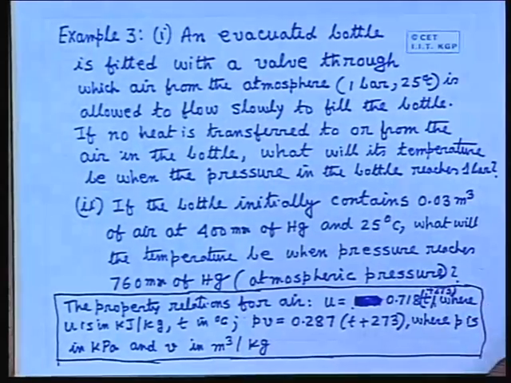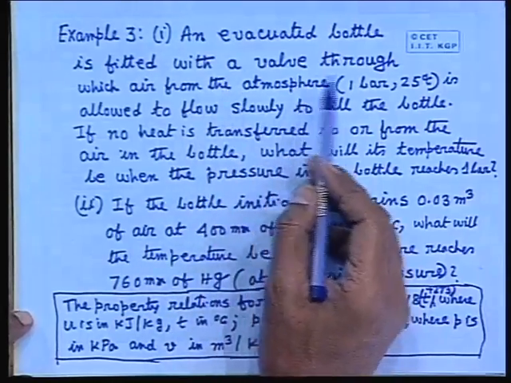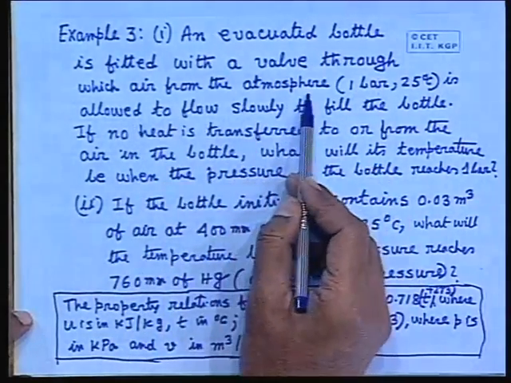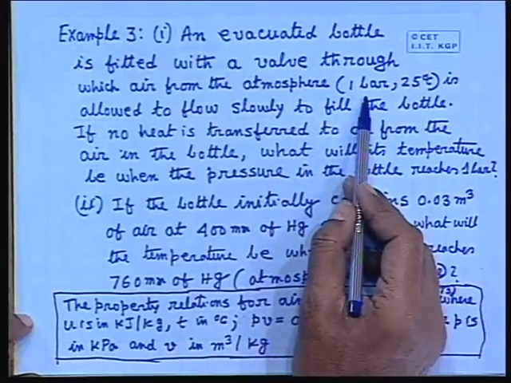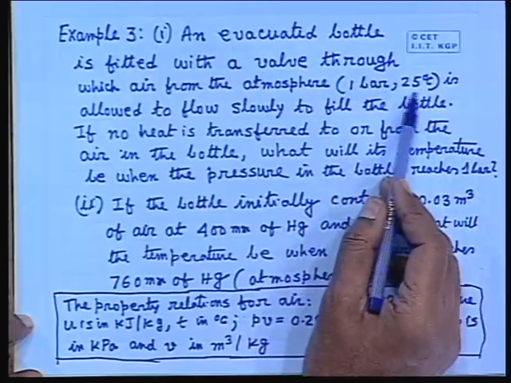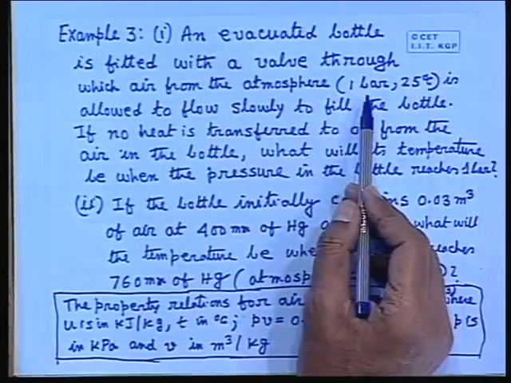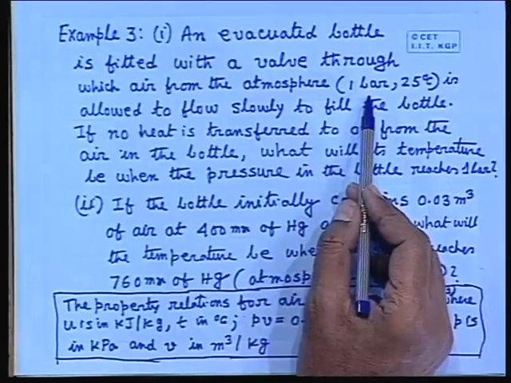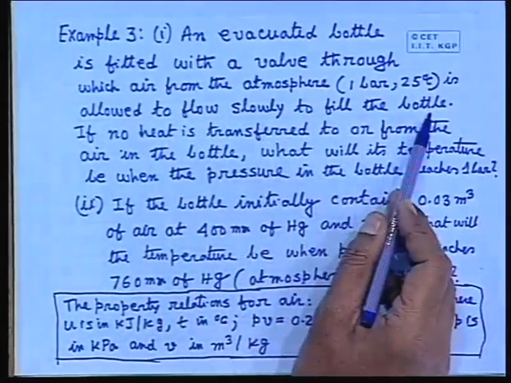An evacuated bottle, it appears to be very simple. An evacuated bottle is fitted with a valve through which air from the atmosphere, that means the flowing air at 1 bar, is allowed to flow slowly to fill the bottle. What is bar? Bar is 10 to the power 5 Newton per meter square, at 25 degrees Celsius. This is roughly the atmospheric pressure and temperature, though atmospheric pressure is a little more, 1.01 bar.